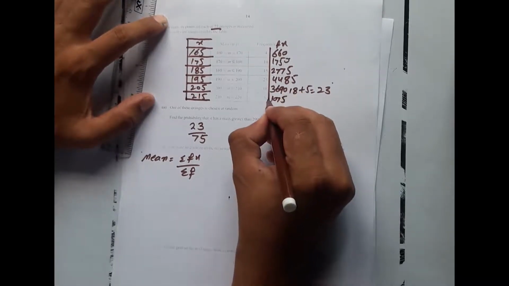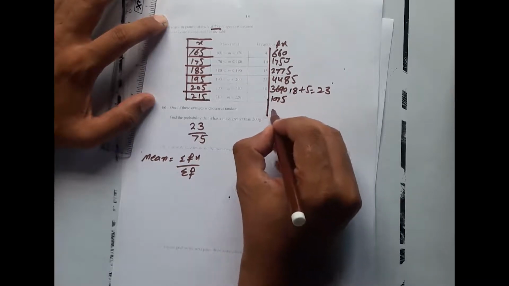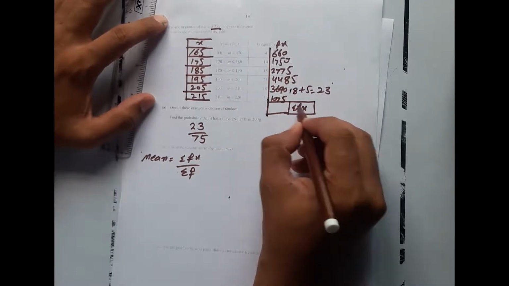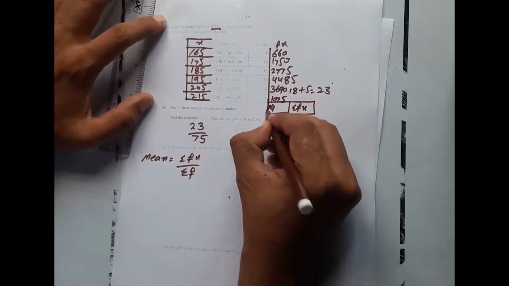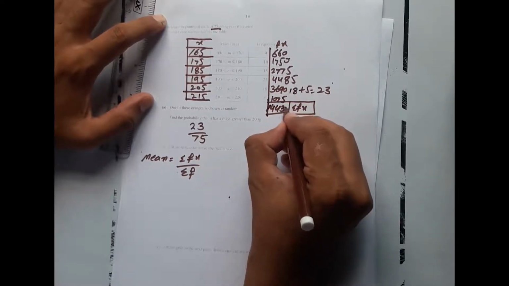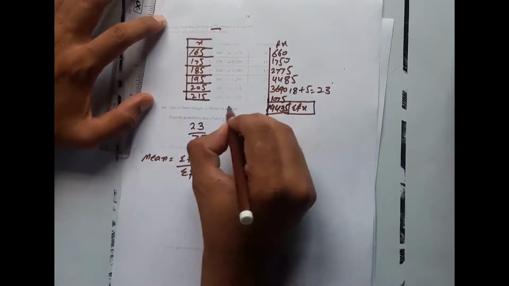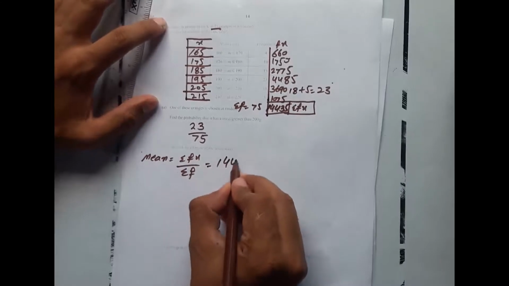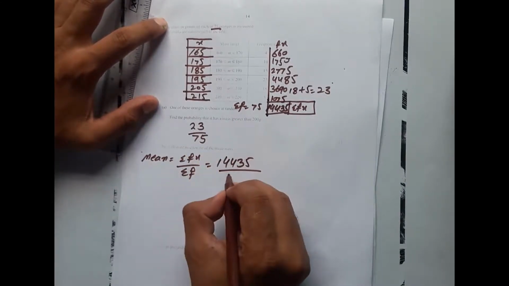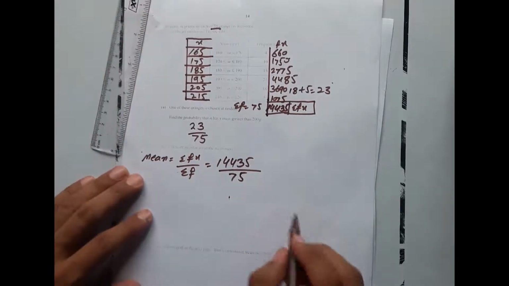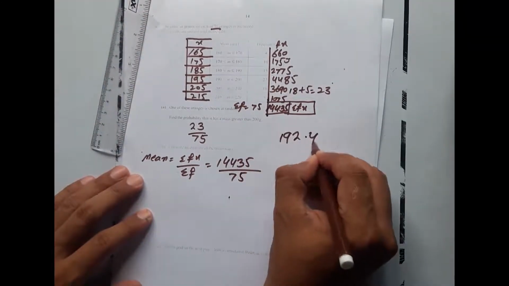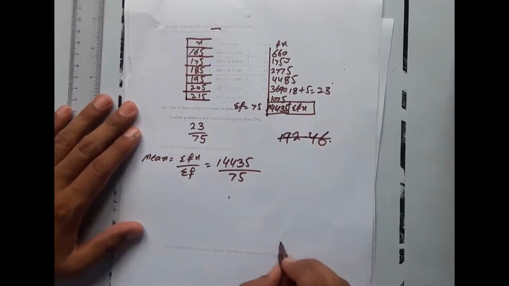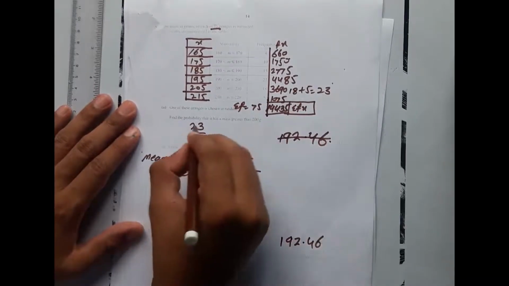Add them, and this is sigma fx. Add them. This will become 14435, and the sum of f is already given, which is 75. So x bar is 14435 over sigma f, which is 75. Divide them. This will be equal to 192.46. Sorry, the answer is here: 192.46. This is the answer of the mean.